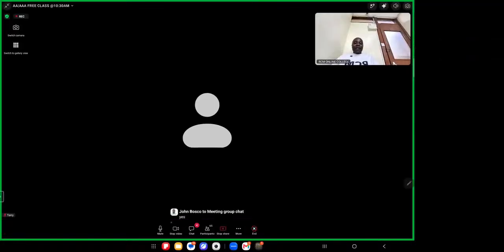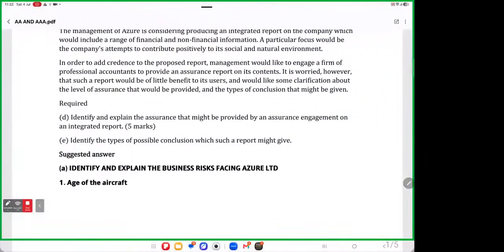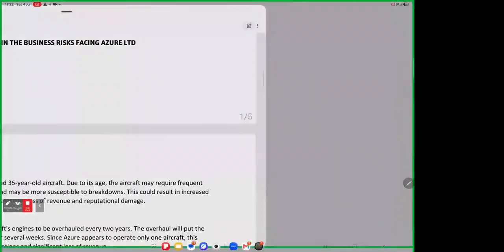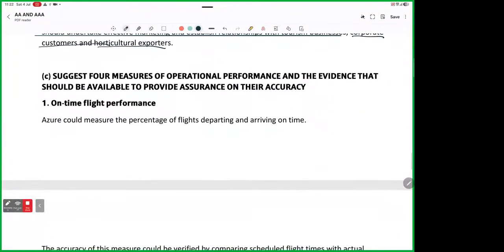Great. Now you'd be able to allow Mwalimu here to simply go to the next question. The next one, they wanted us to suggest 4 measures of operational performance and the evidence that should be available to provide assurance on their accuracy. Suggest 4 measures of operational performance, and the evidence that should be available to provide assurance on whether those performance measures are accurate.